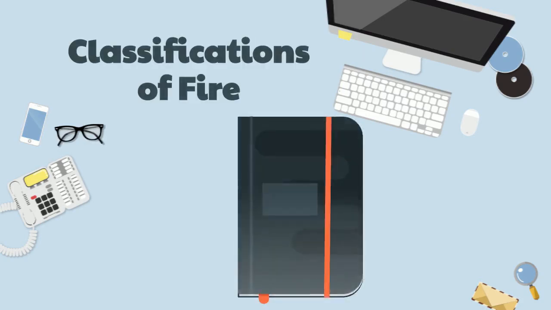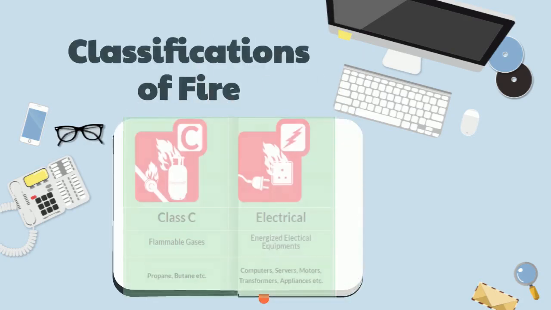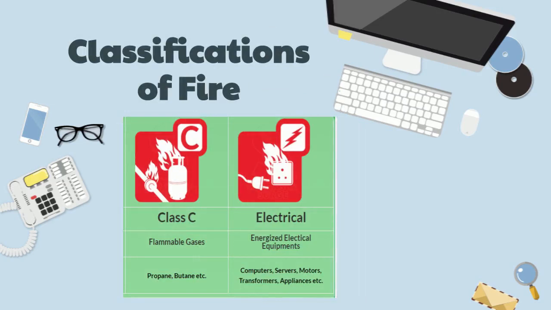Class C. Flammable gases. Like propane, butane, etc. Electrical. Energized electrical equipment. Like computers, servers, motors, etc.